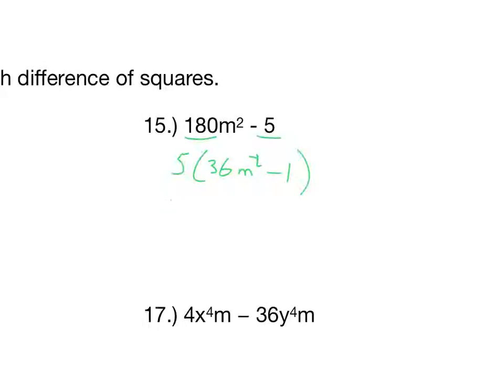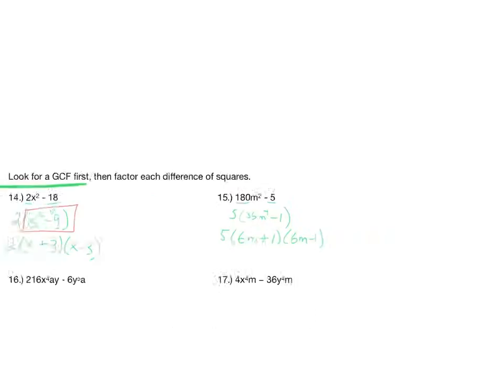We're not doing anything with the 5, so we're just going to bring that down. The square root of 36 is 6, and the square root of m squared is m. Square root of 1 is 1. 1 times 1 is 1. All right, and that's 6m plus 1 times 6m minus 1. That would be your final answer.